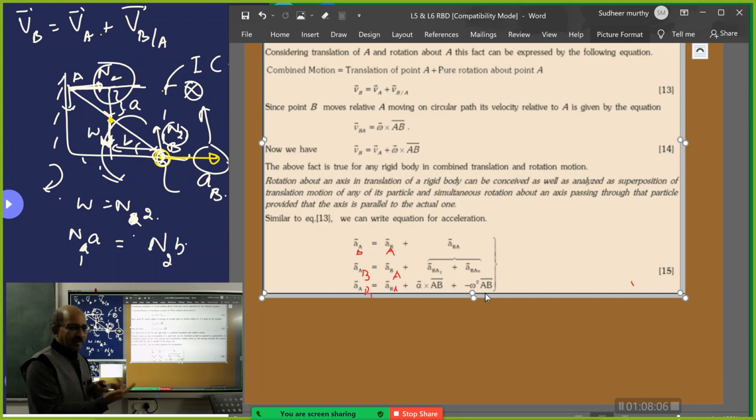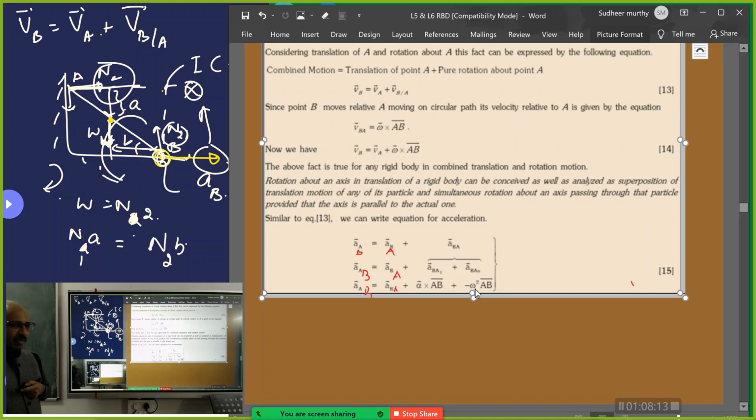And this will become, they have opened up V bar. Of course, because N1 A is equal to N2 B.